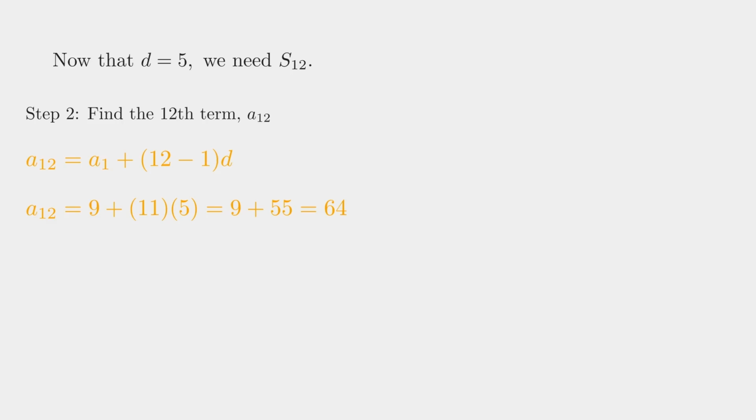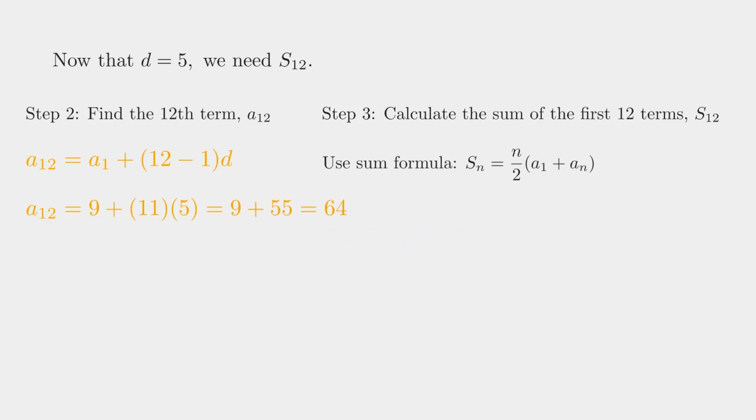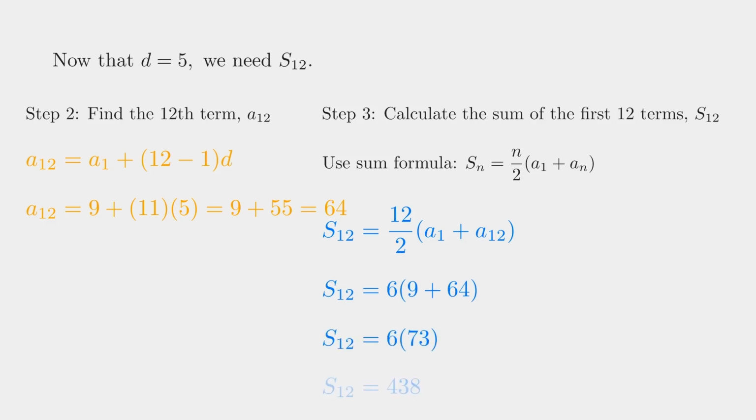Finally, we calculate the sum of the first 12 terms. S12 is equal to 12 over 2 into a1 plus a12. Replacing our values, we get S12 is equal to 6 times 9 plus 64. This simplifies to 6 times 73. We get S12 is equal to 438.